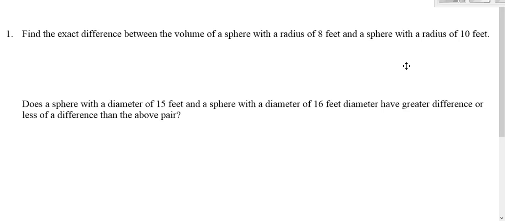So to find the exact difference between the volume of a sphere with a radius of 8 feet and another sphere with a radius of 10 feet, you're going to find the volume of each of those spheres. So, volume of a sphere is 4/3 pi r cubed.